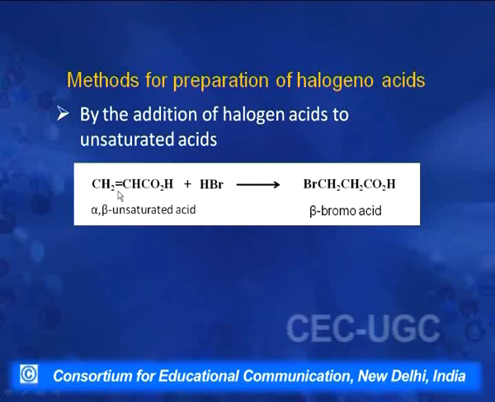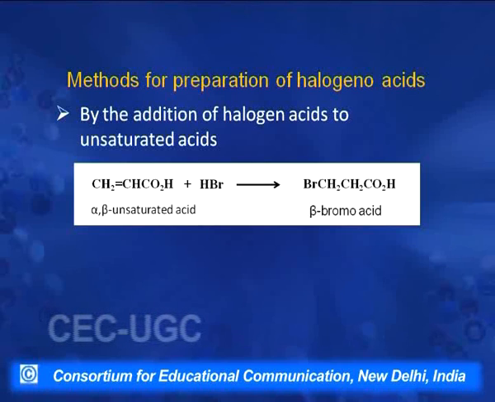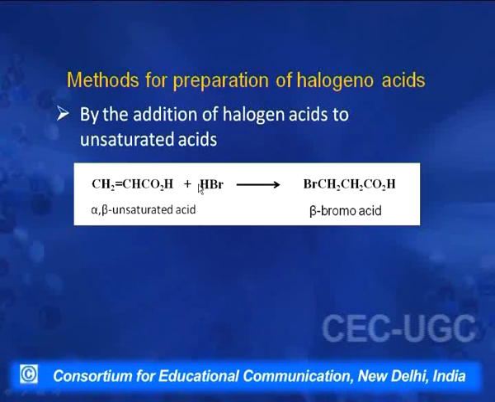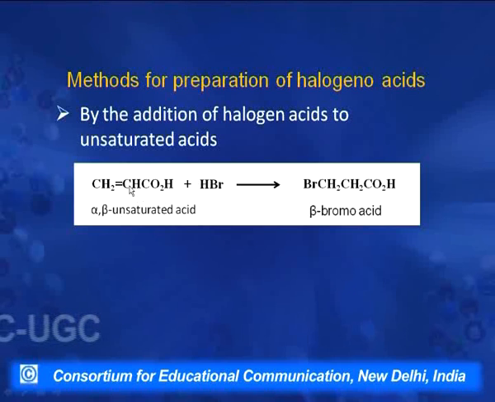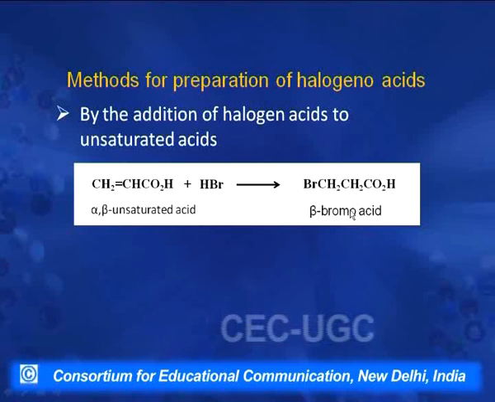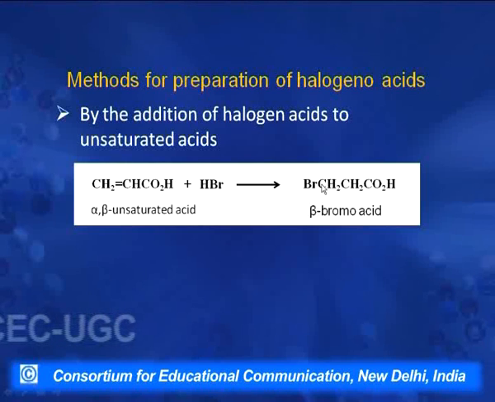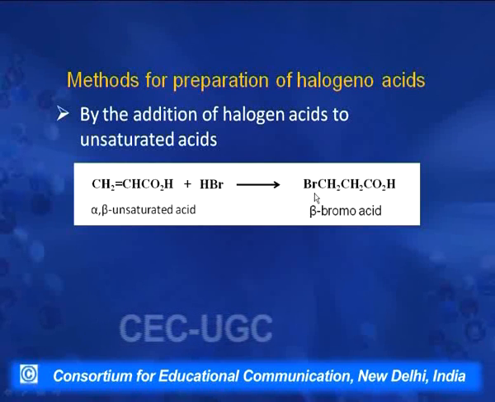Now, if you remember the Markovnikov rule, which says that during the addition the negative part of the addendum goes to the carbon with less number of hydrogen atoms. So, according to that, the bromine from the HBr should go to alpha carbon, and we should get alpha bromo substituted acid, but actually we get here beta bromo substituted acid. So, we will discuss the reason for this little later.